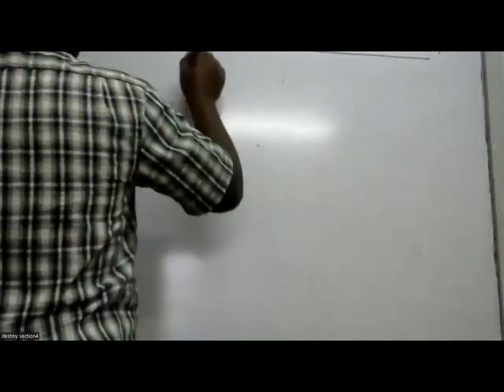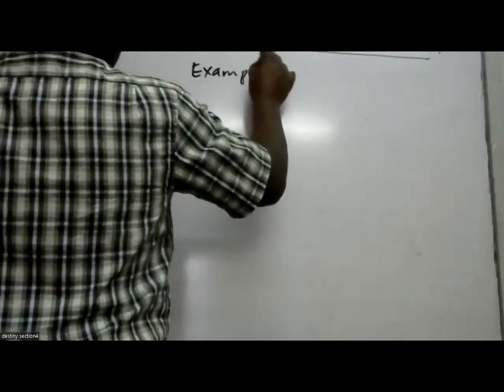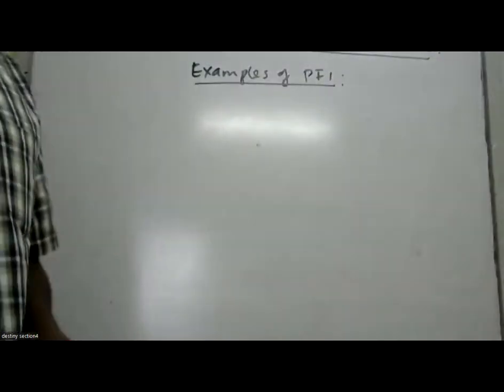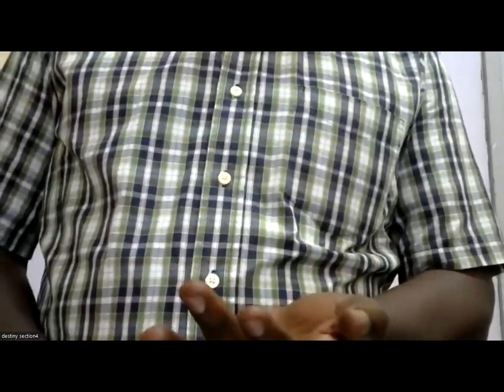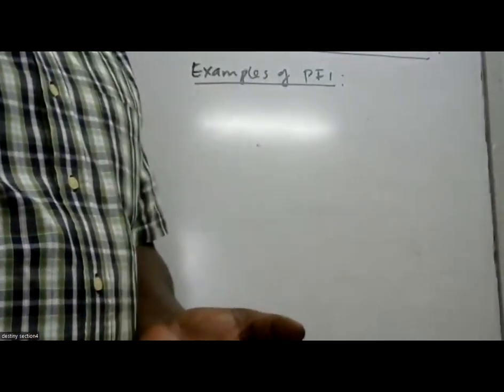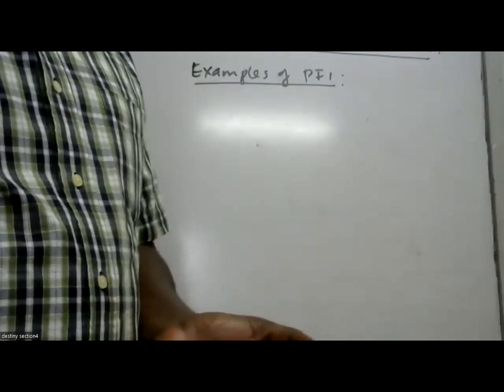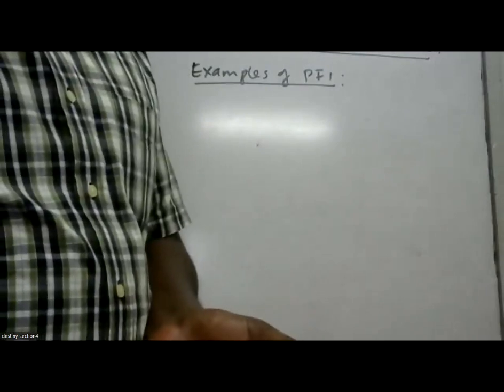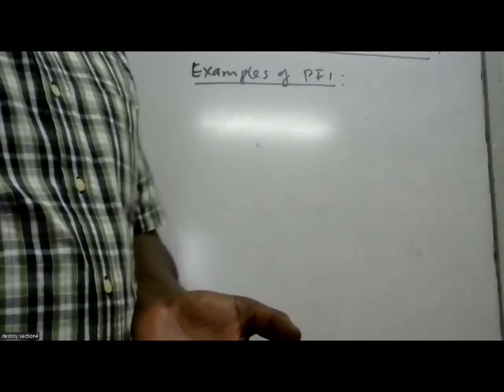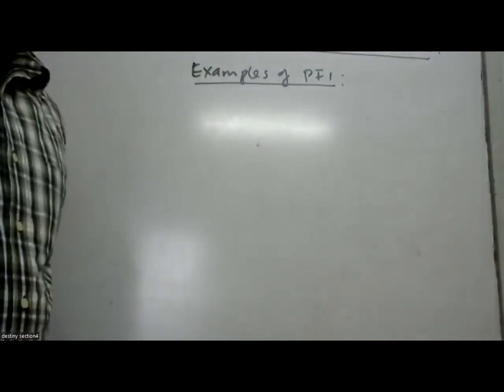So let's have examples of PFI. Which are some of the examples of PFI? Number one, projected cash flow statement forecast. Number two, projected income and expenditure account.